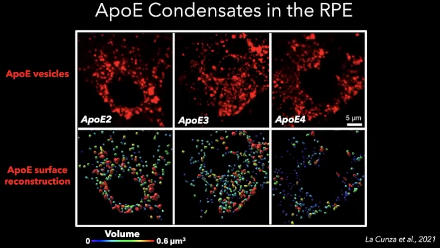I did see a difference in aggregate volume. So these are primary RPE cells that have been transfected with the human ApoE2, 3, and 4 isoforms, as you can see on the top layer in red. And the bottom are 3D reconstructions of these ApoE vesicles, where the warmer colors represent larger aggregates and the cooler colors represent smaller aggregates. So we can observe that ApoE2 expressing RPE cells have larger aggregates than ApoE3 and ApoE4.